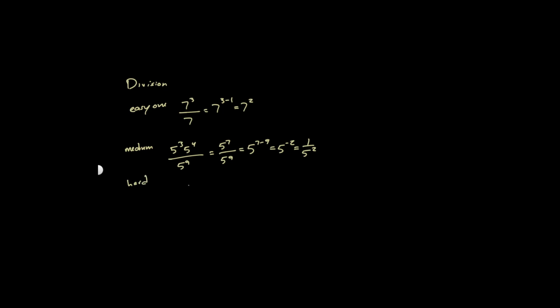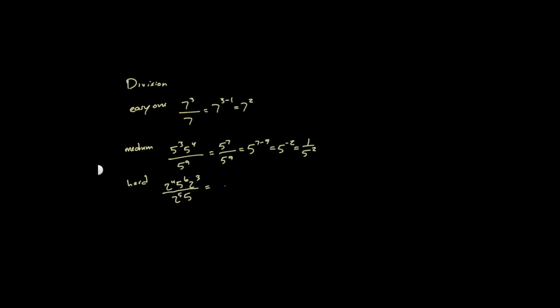Here's a harder one. Oh, let's not do 2. Let's say 5 to the 6 times 2 to the 3. Let's say that's over 2 to the 5 times 5. A lot of 5s. Okay.